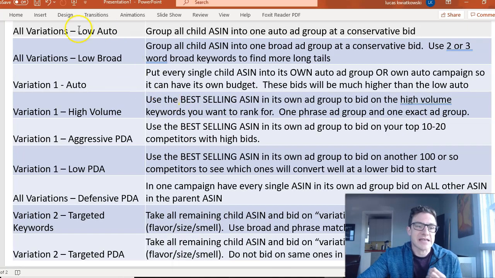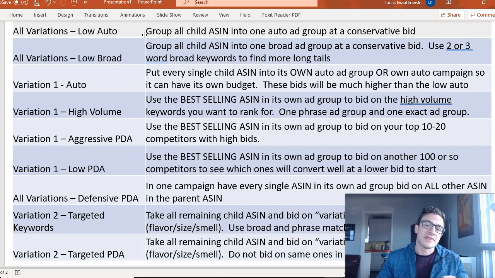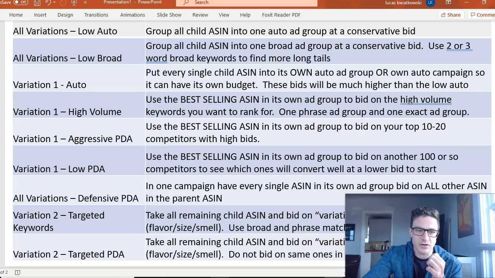What you want to do is have one catch-all auto for all the variations, all right? So that's it. Group all the child ASINs into one auto campaign, one ad group. Start with a conservative bid. This is not meant to be your main auto. This is a catch-all auto. So if you have multiple parent variations, you would have one catch-all auto for every parent. All right? Low bids, low-hanging fruit. You guys know these catch-all autos do very well, and they're getting better as time goes on.